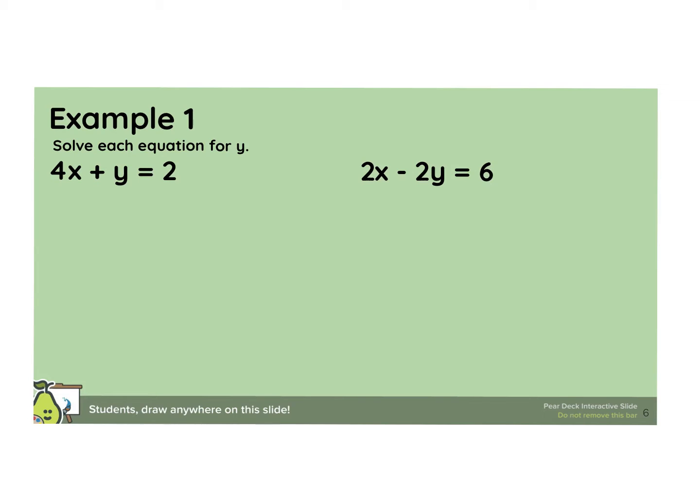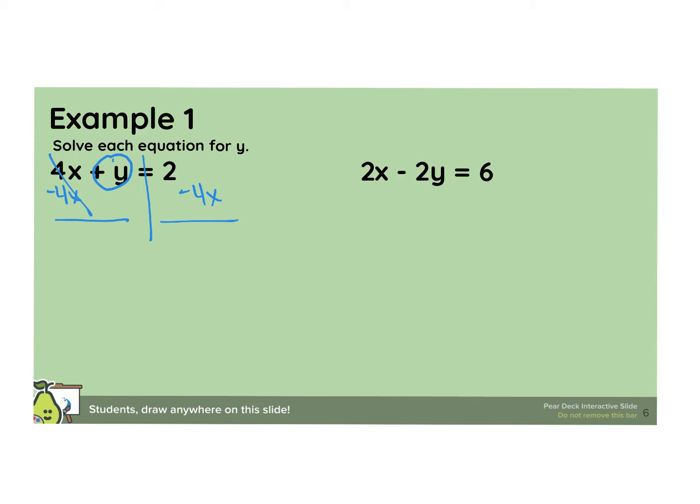Okay, so we're solving for y. We're going to do this first example together. I want to get just the y by itself. So that means the 4x needs to move to the other side of the equal sign. So it's a positive 4x, so I'm going to do the opposite and subtract on both sides.